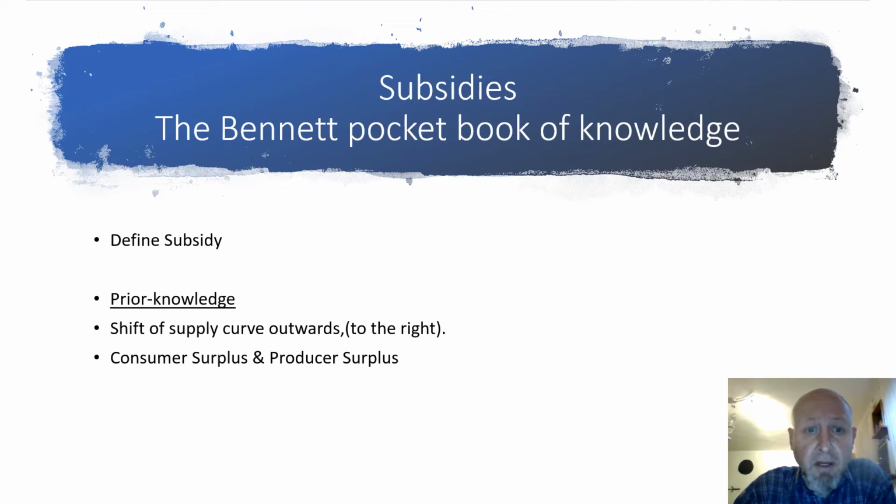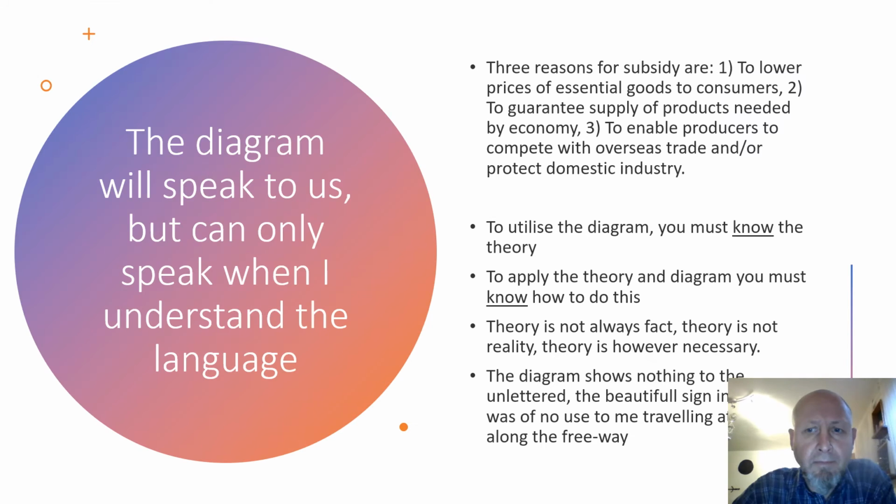Our prior knowledge is shifts of supply curves to the right, outwards, and with this we must have some idea of the concept of consumer and producer surplus. Again, a diagram will speak to those of us who know the theory and terminology of economics, but it will only speak to those who understand the language. So we must be explicit when applying our diagrams.